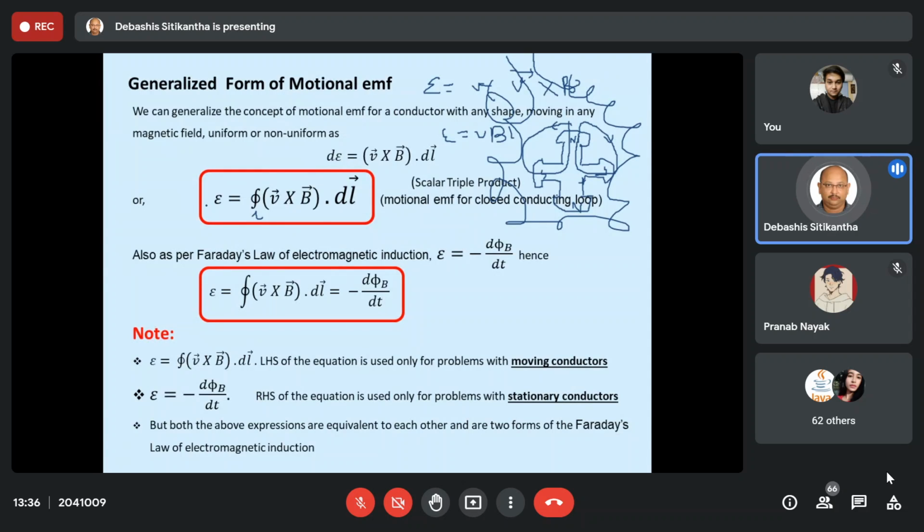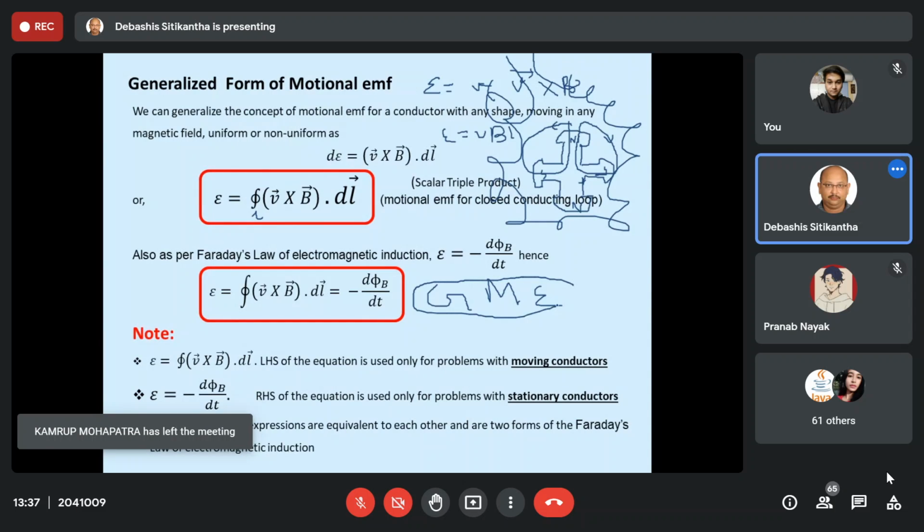Okay. We have actually derived this from Faraday's law. So ultimately we can say that E is equal to closed integral of V vector cross B vector dot dl vector, which is also equal to minus d phi b by dt. So this is your generalized form of motional EMF.